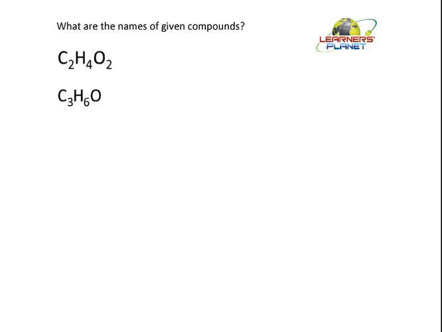There are a few more compounds given, that is C2H4O2. What would this be? There are two oxygens. In which organic compound are there two oxygens? In acids there are two oxygens, right? So just try with acids, that is CH3COOH. This is an acid.